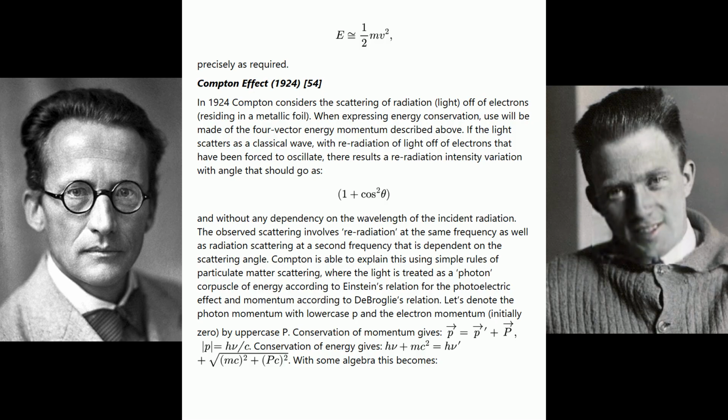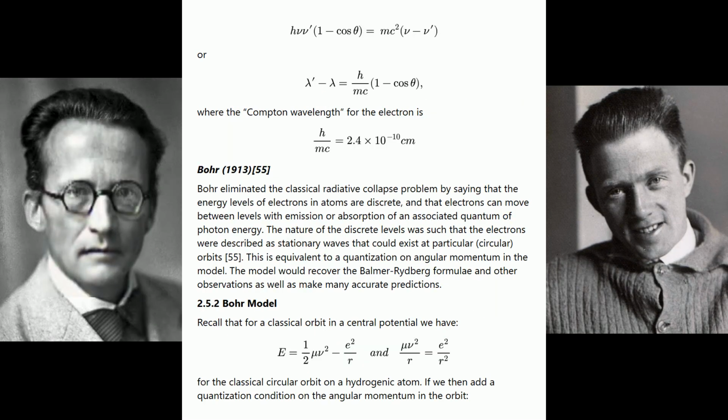Conservation of momentum gives p equals p prime plus P, where the absolute value of p equals h nu divided by c. Conservation of energy gives h nu plus mc squared equals h nu prime plus the square root of (mc squared) squared plus (Pc) squared. With some algebra this becomes the following equation. See the next equation, where the Compton wavelength for the electron is given by the equation.